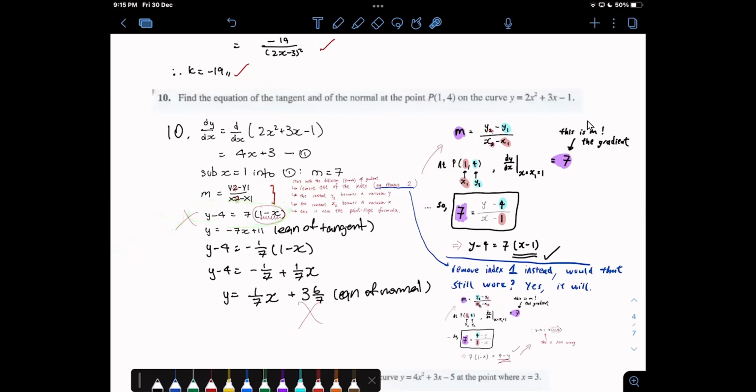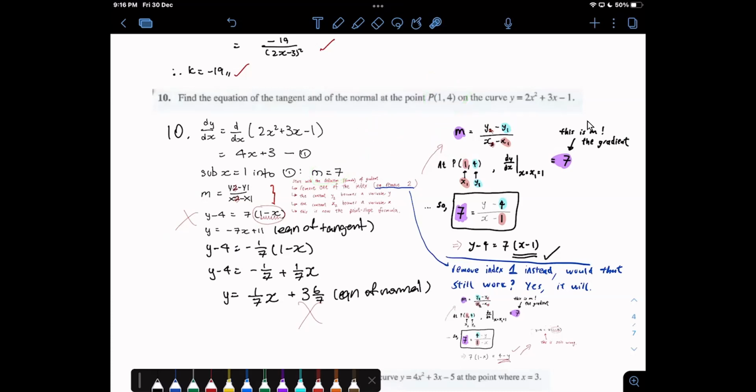No? Okay, so what happened is that you found a point already, which is, wait, did you find the point here? Wait, it's given. You're given a point (1, 4), and you also found the gradient m equal to 7. So you have a point, you have a slope, so you want to use the point slope formula, but you used it wrongly.